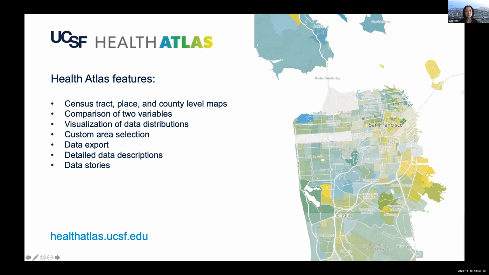Some of the other features are, and I'll walk you through these one by one: you can compare 2 variables, you can see data distributions, there's a custom area selection, you can export the data, and we have detailed data descriptions, and we also have data stories.